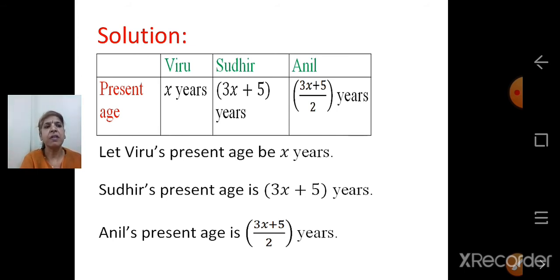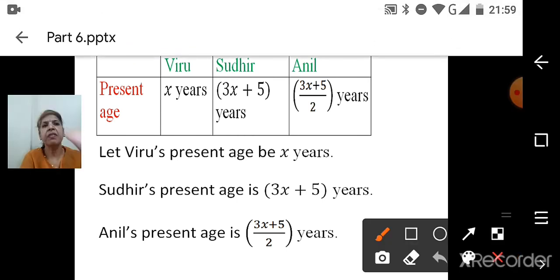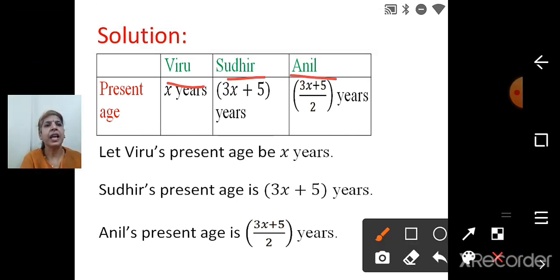So here also, the 3 persons are Viru, Sudhi and Anil, and their present ages are given, and we have taken Viru's present age as x years. So Viru's age is x years. Sudhi's age is 5 more than 3 times, so we have 3x plus 5 years. And Anil is half of Sudhi, so 3x plus 5 upon 2. When we say half, we do upon 2. Right?